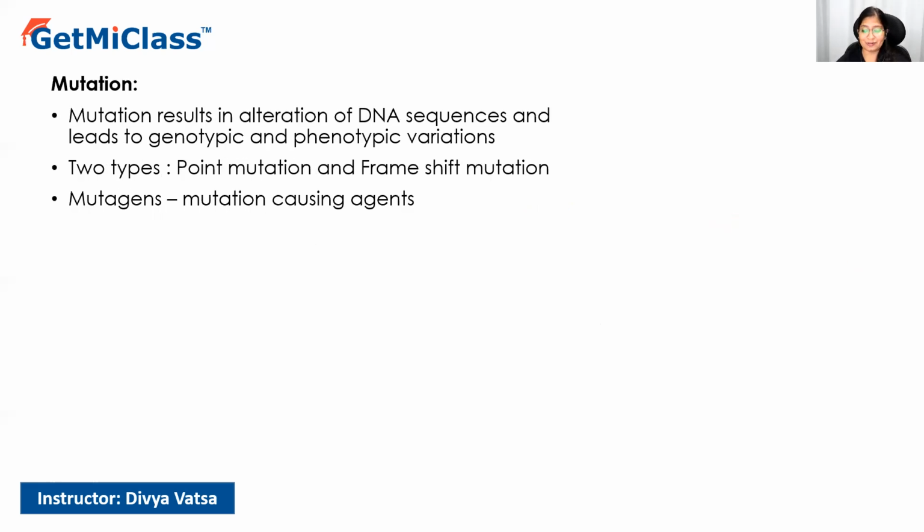Now, moving on to talking about mutation. Mutation means changes or alterations in the DNA sequences, and these changes are inheritable. So we can also say that mutations are basically inheritable changes. The resultant alteration of DNA sequences leads to genotypic and phenotypic variation. There is a change in the gene, and because of the change in the gene, there is also a change in the phenotype.